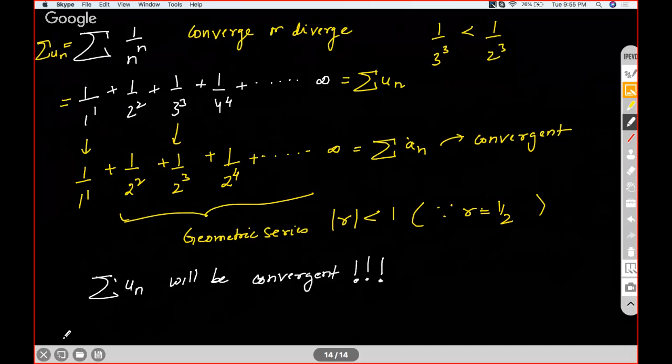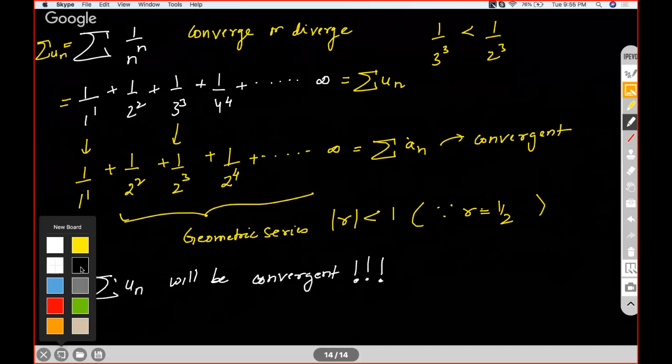Now, many a times you will not be able to figure out, looking at the series, whether the terms of one are smaller than the terms of the other. So we have an extended version of the comparison test, which we call the limit comparison test. I'm going to stop here because I don't want to bombard you with too many tests on the same day. You will get confused.